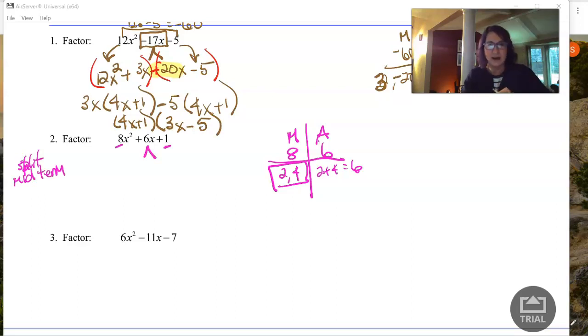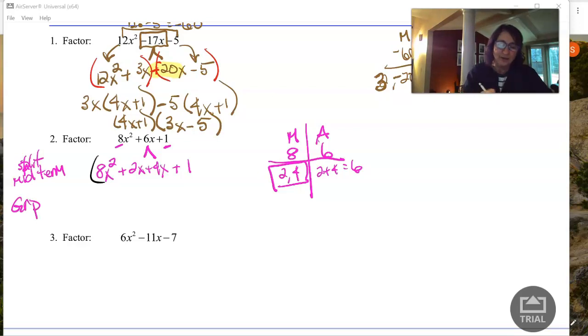So right there, I'm going to split it 2x plus 4x. And because that 2 is positive, I put a plus in front, working backwards, 8x squared. Then I bring down the plus 1. Okay. Now I want to use grouping. So I put parentheses around the first 2 and the second 2 terms. I'm going to continue on, take out a 2x. So I'm left with 4x plus 1.